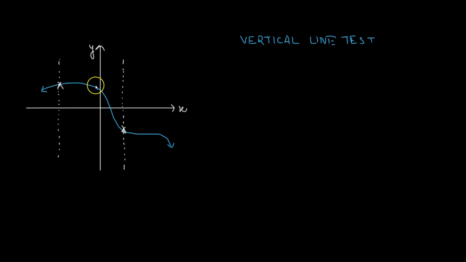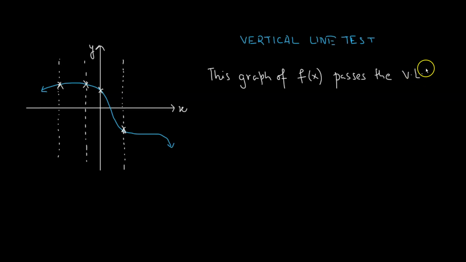So wherever we draw vertical lines, they are all intersecting this particular graph at a single point. Even if we look at the y-axis, which is a vertical line, that's intersecting the graph at a single point. So this graph of our function f of x passes the vertical line test. So f of x is a function.